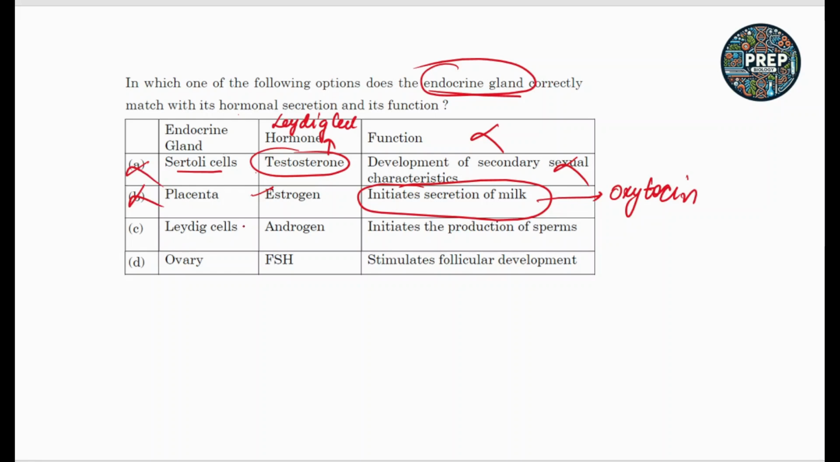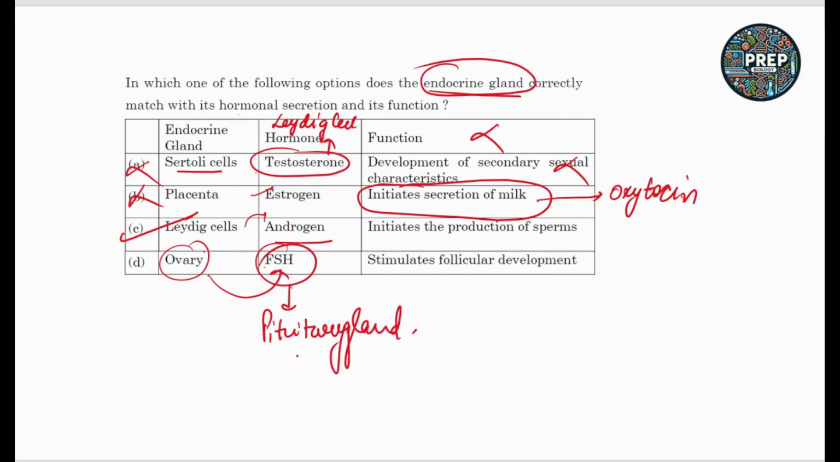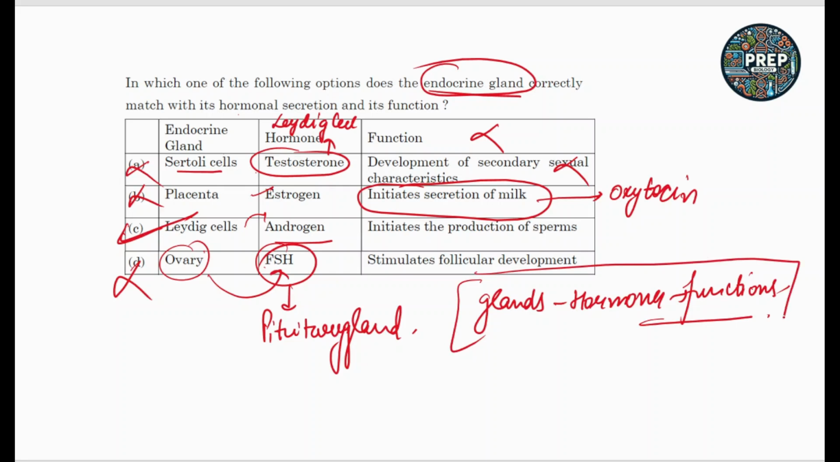Next is the Leydig cell. The Leydig cell releases the hormone androgen, and it initiates the production of sperm. This is correct. But next is the ovary. Ovary secretes the hormone FSH? No, the follicle stimulating hormone is secreted by the pituitary gland, which we already discussed. So this is incorrect. The answer to this question is C. So all the glands and their hormones and their functions are very, very important. From chapter number 2, human reproduction, these kinds of questions have already been asked in your previous classes.